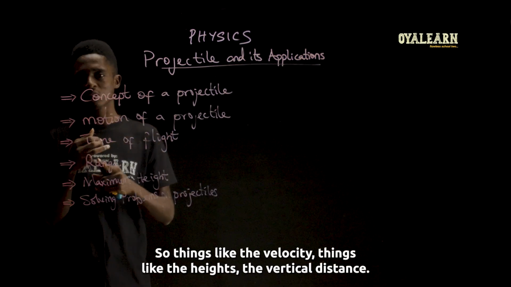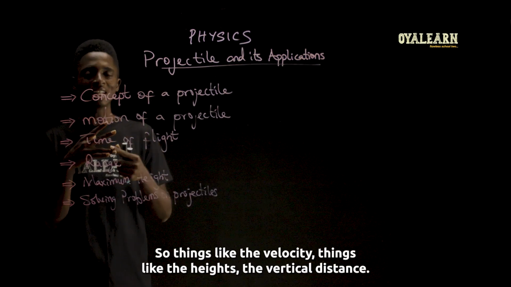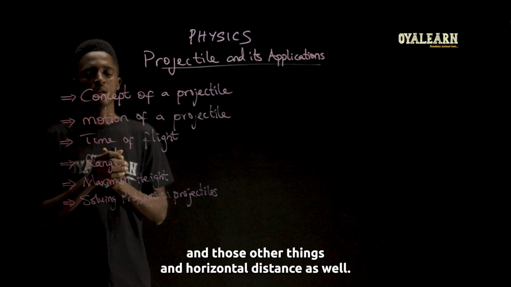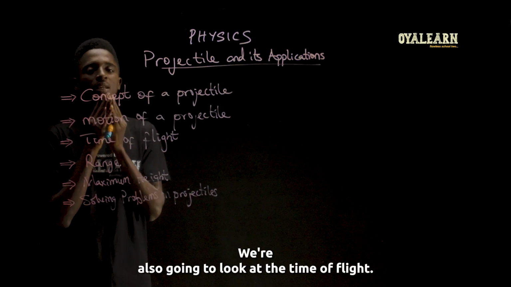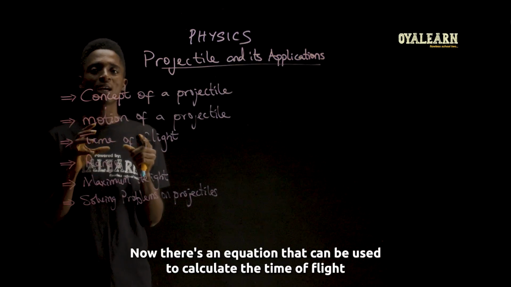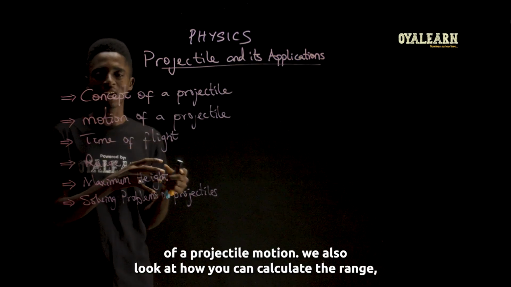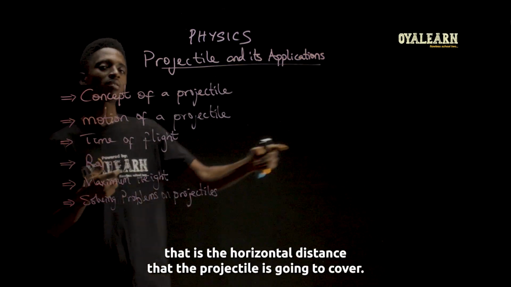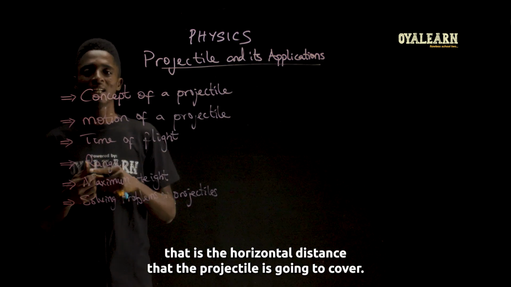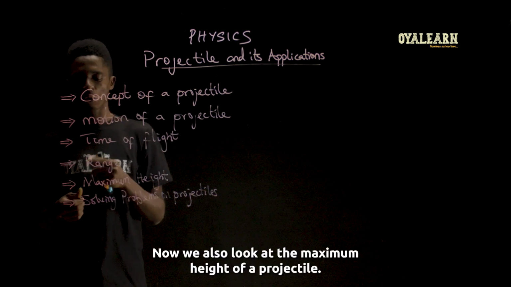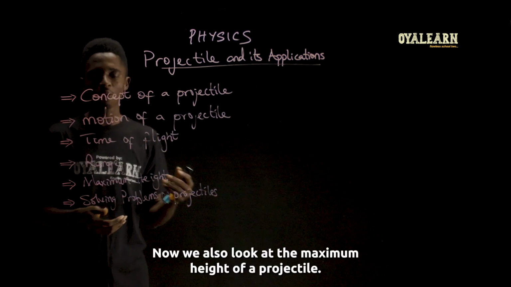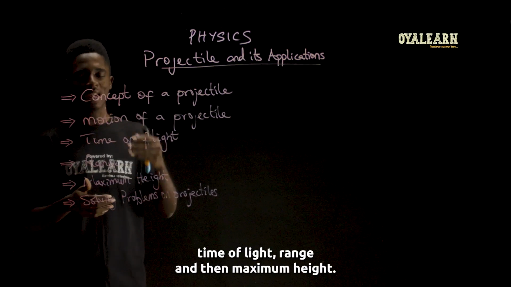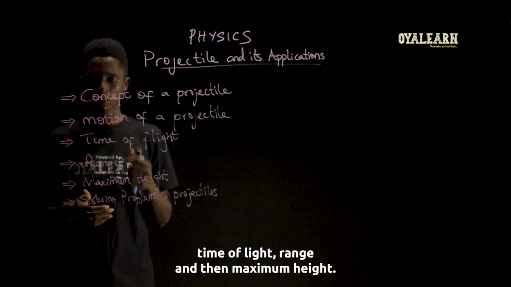So things like the velocity, the height, that is vertical distance, amongst other things, and horizontal distance as well. We're also going to look at the time of flight, and there's an equation that can be used to calculate the time of flight of a projectile motion. We also look at how you can calculate the range, that is the horizontal distance that a projectile is going to cover. We also look at the maximum height of a projectile. Then we look at the relationship between these three terms: time of flight, range, and maximum height.